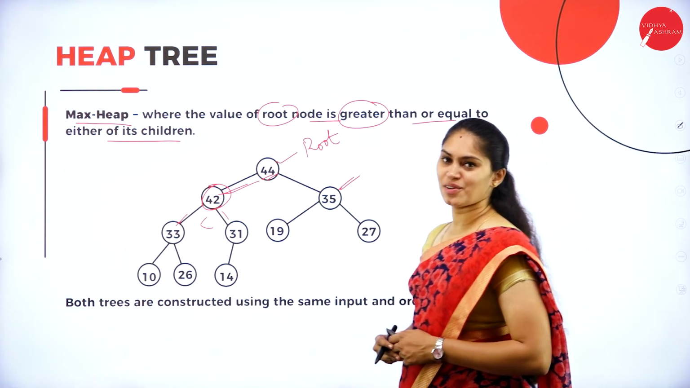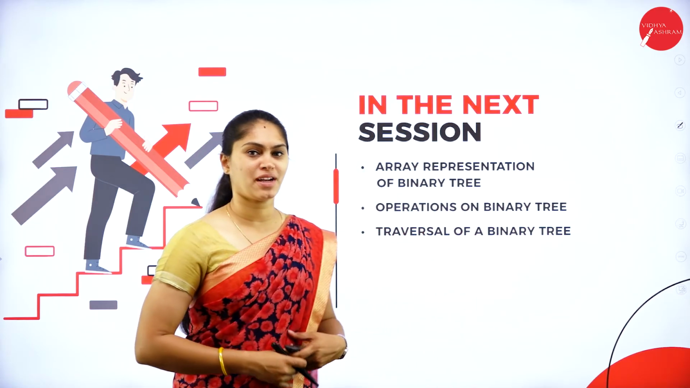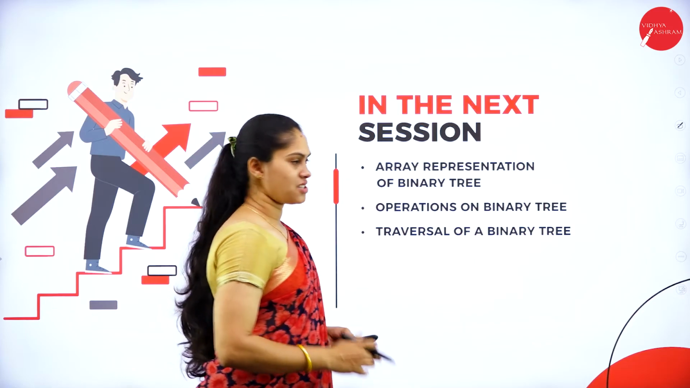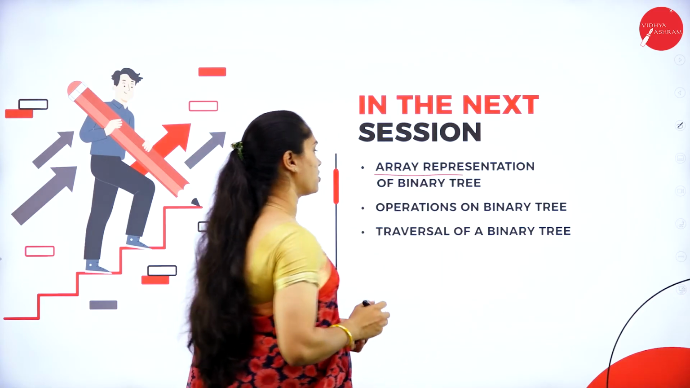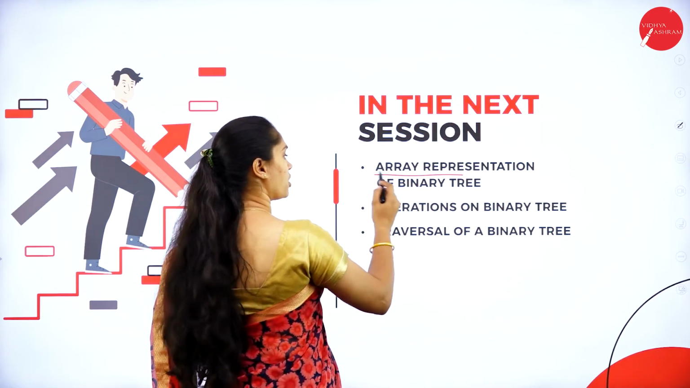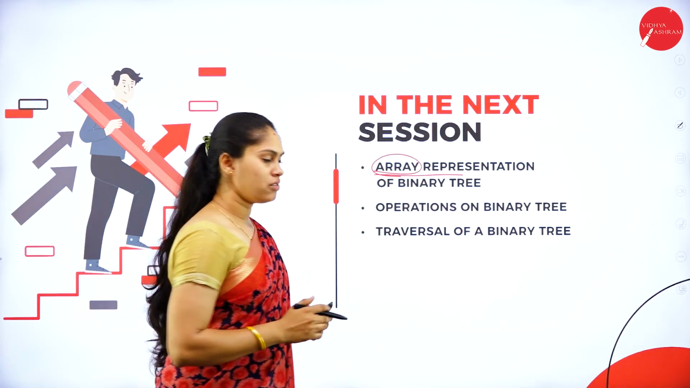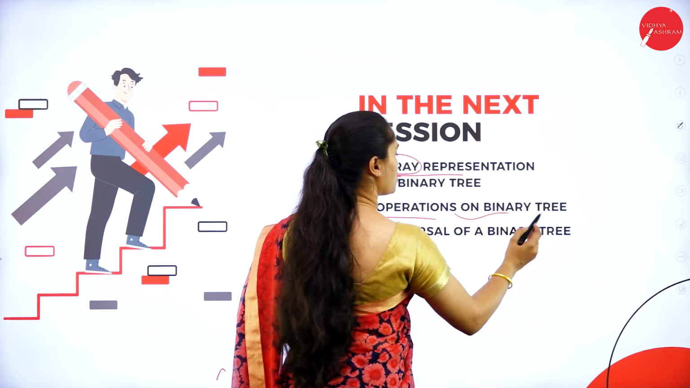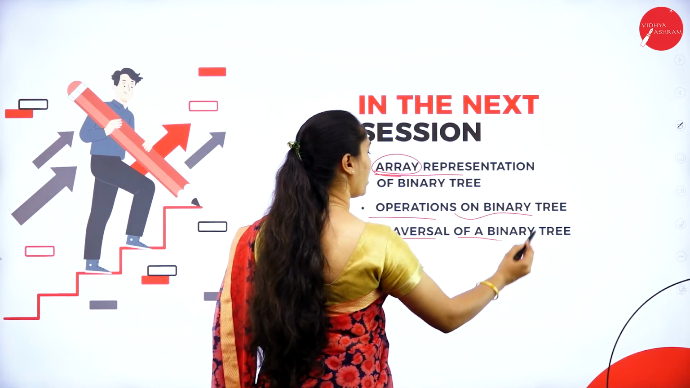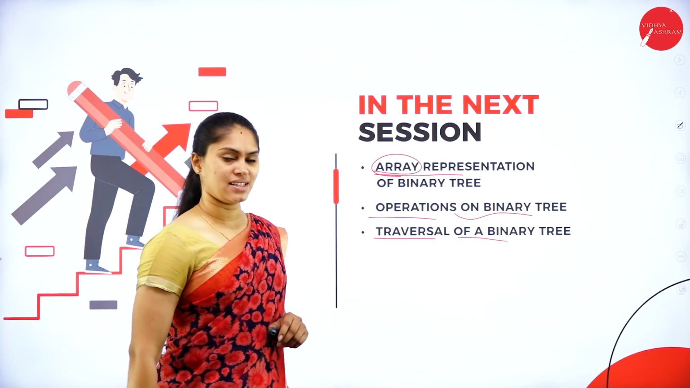It's all about today's session. I hope you all understood today's session. In my coming session, that is the last session of your data structures using C, we're going to learn about the array representation of a binary tree. By making use of an array, how we are going to represent a binary tree. Along with that, I will be discussing the operations that can be performed on the binary tree, along with how we are going to traverse a binary tree. That is what I will be discussing in my coming session.